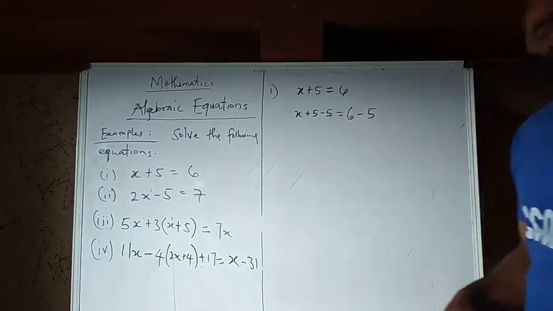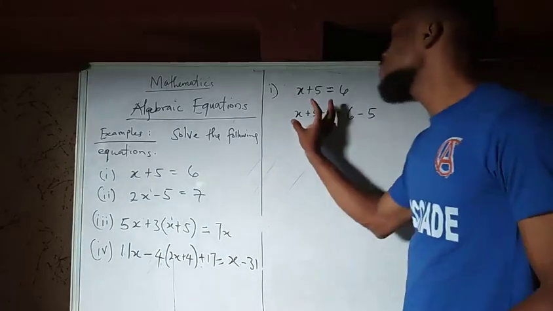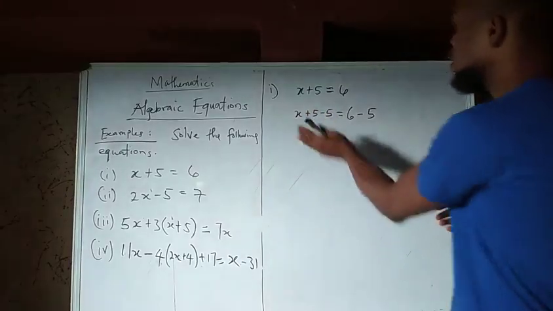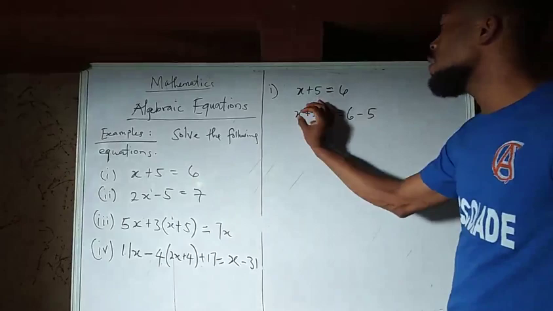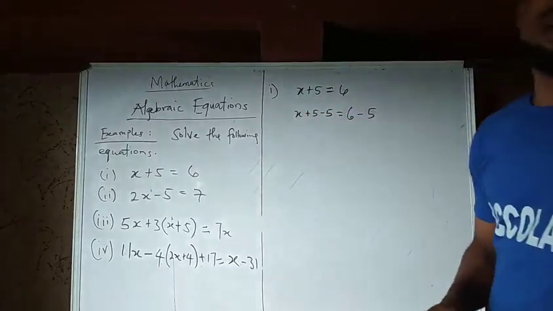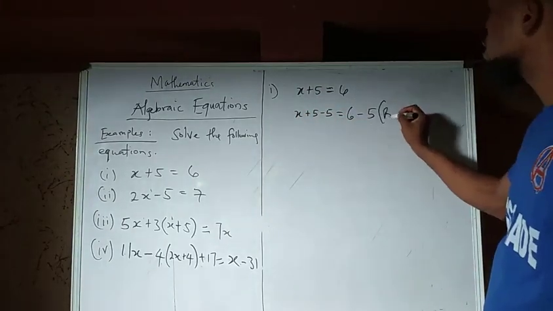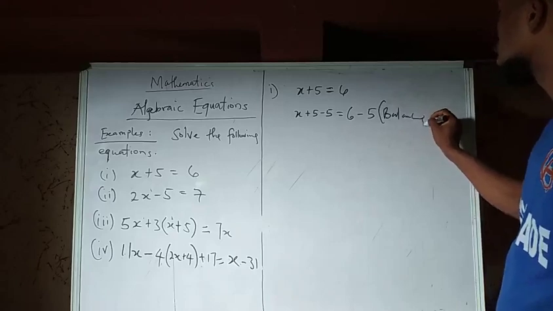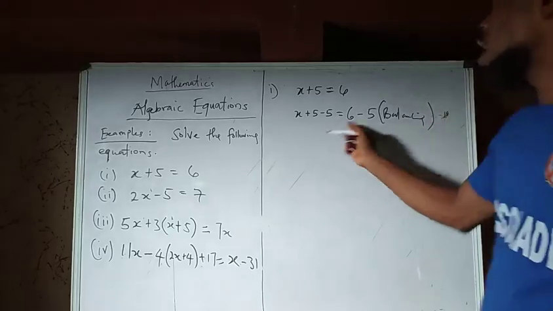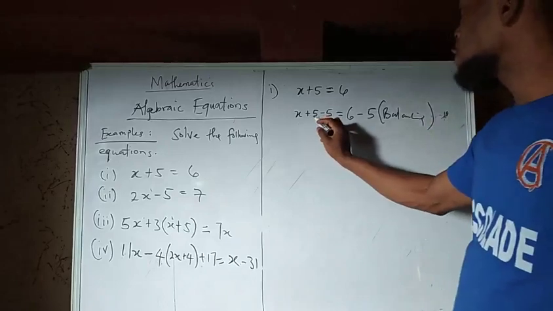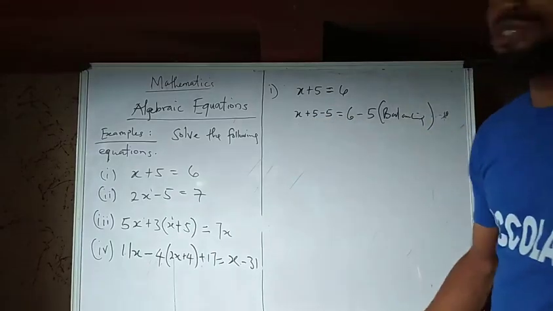the rule in solving equations is that whatever you do to the left hand side, this is your left hand side of the equation, this is your right hand side, whatever you do to the left hand side, you must do to the right hand side. That's what we call the balancing method. Now, having said that, plus 5 minus 5 is actually 0, right?